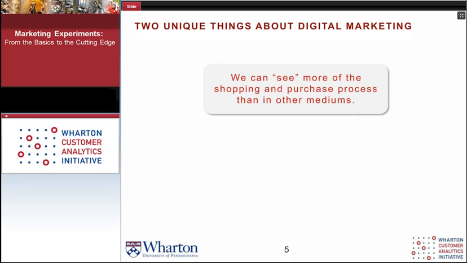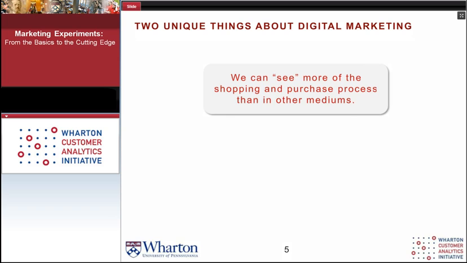The first is that in digital marketing, we get to see much more of the shopping and the purchase process than in other mediums. In television, say, you put that advertisement out there, you can measure what the sales were the week afterwards, but you don't get very precise measurement of whether people showed up in the store and browsed certain products when they were exposed to a particular ad.